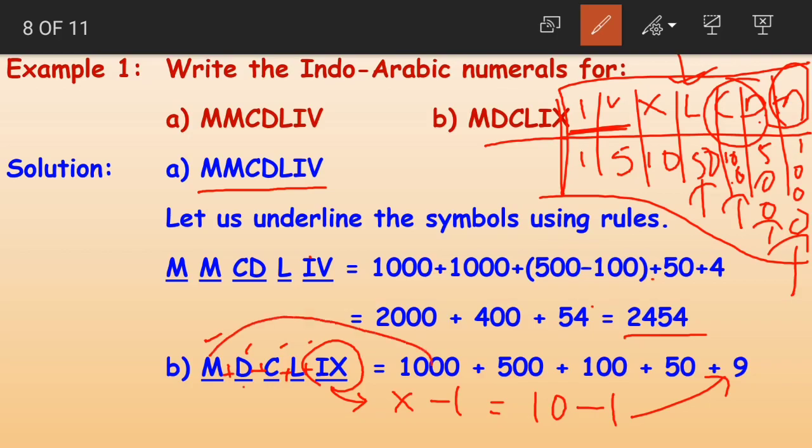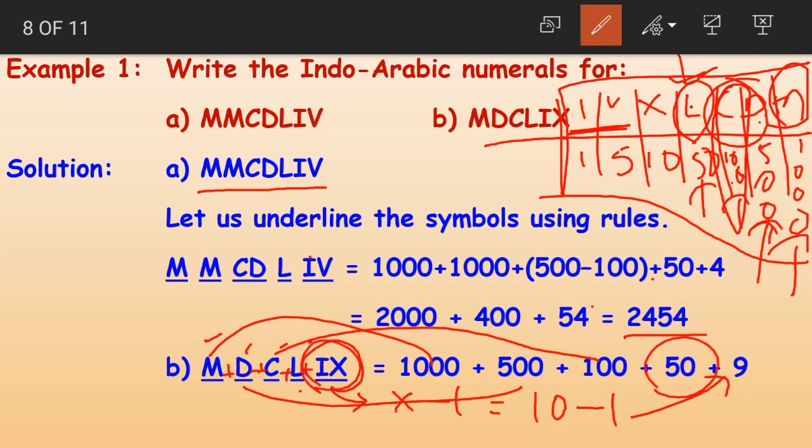M is equal to 1000. Then plus D is equal to 500. C is equal to 100. Now see children, you wrote the chart, right? So you can simply look at the chart and write its values. L is equal to 50, and IX is equal to 10 minus 1, which is equal to 9.